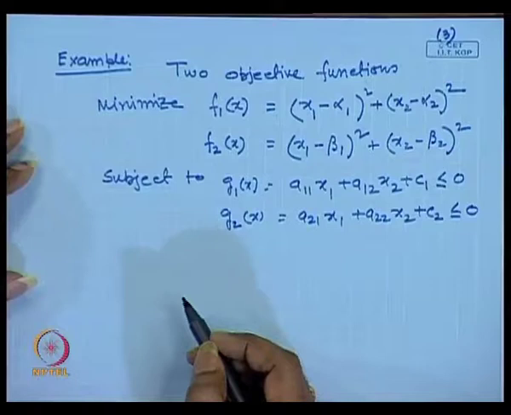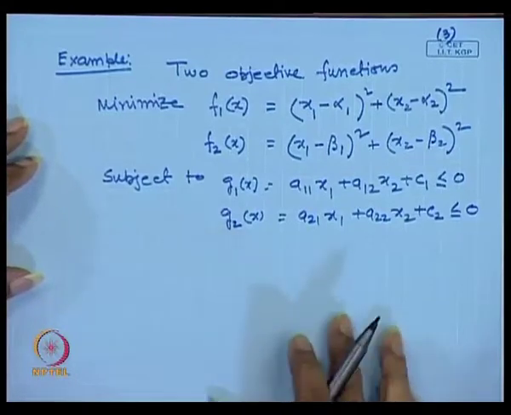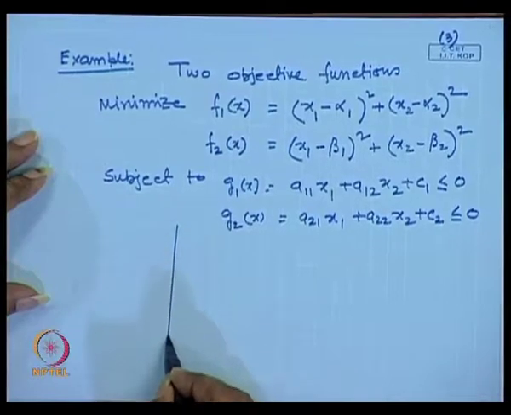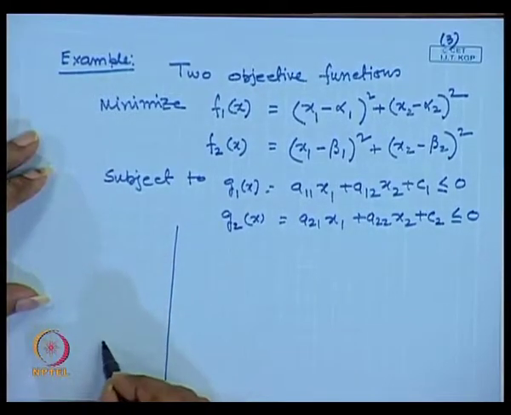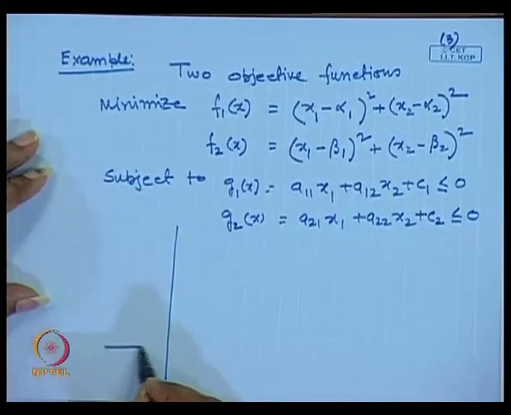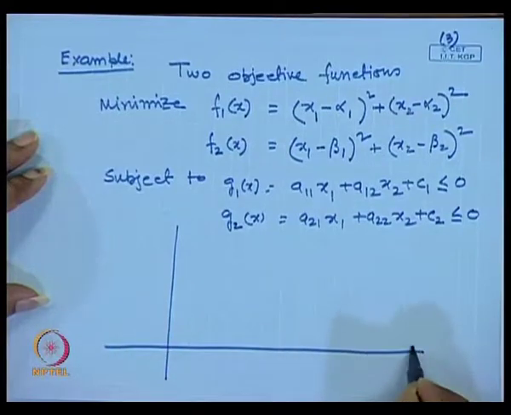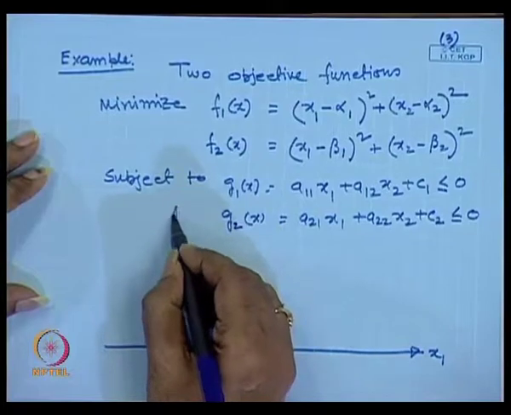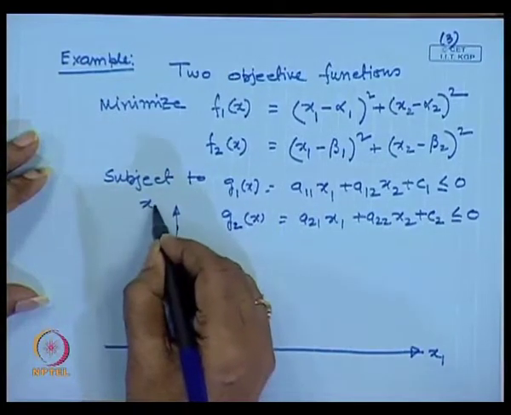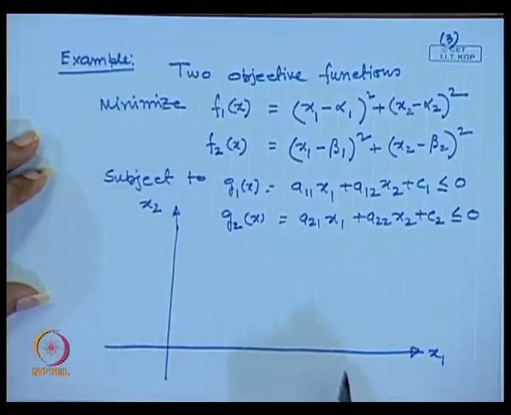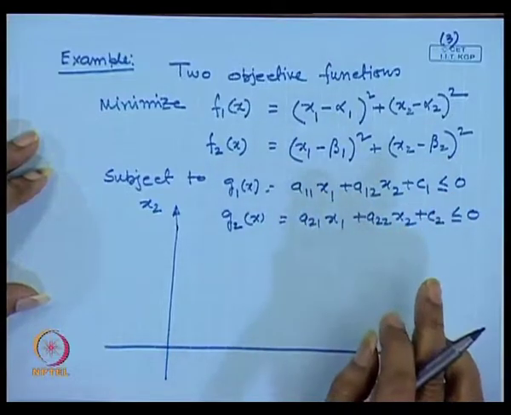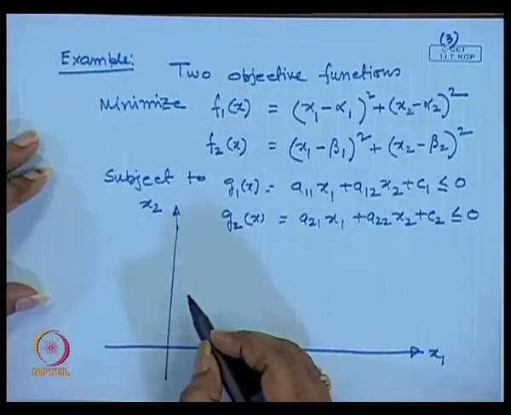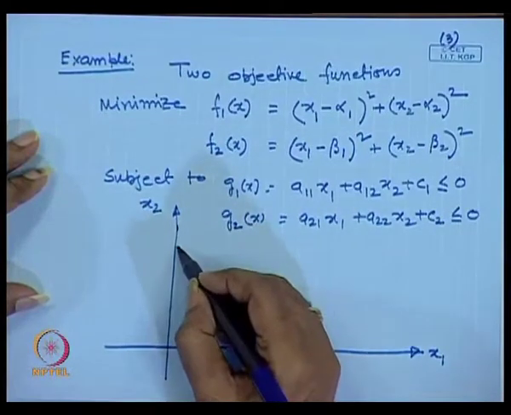Agree? Now, if you plot these things graphically, look at what we will see. Suppose this is the x1 axis, and this is the x2 axis. These are the two linear equations. Let us say g1 of x is denoted by that one.